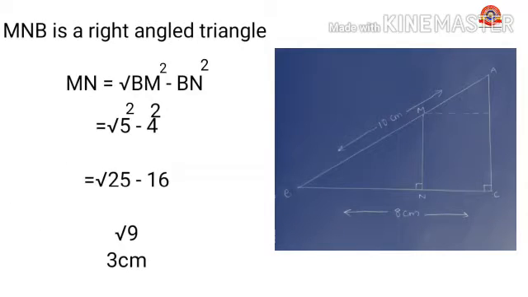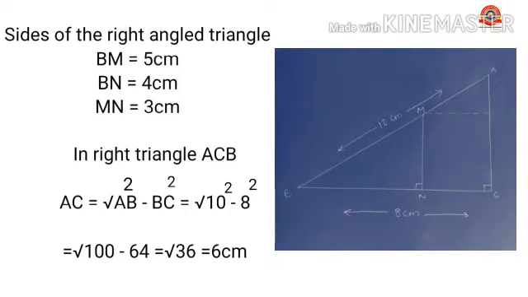Since MNB is a right angled triangle, MN is equal to square root of BM square minus BN square. Therefore, square root of 5 square minus 4 square is equal to square root of 25 minus 16, which is equal to square root of 9. The result is 3. Sides of the right angled triangle: BM is equal to 5 centimeter, BN is equal to 4 centimeter, MN is equal to 3 centimeter.